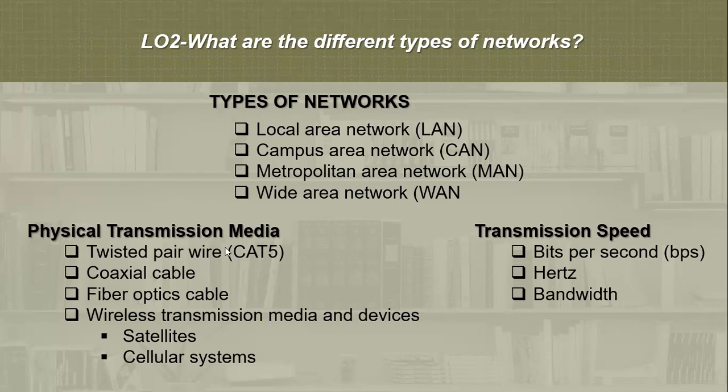Here, physical transmission media. Twisted pair wire is a standard of copper wire where the wires are twisted in pairs for voice and data communication. CAT5 is the most common 10 Mbps cable, with a maximum recommended run of 100 meters. The speed is around 10 to 100 plus Mbps.